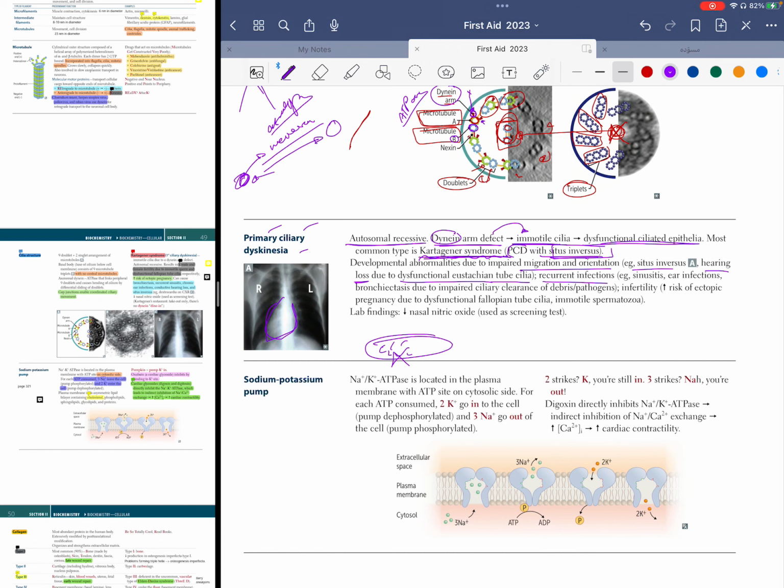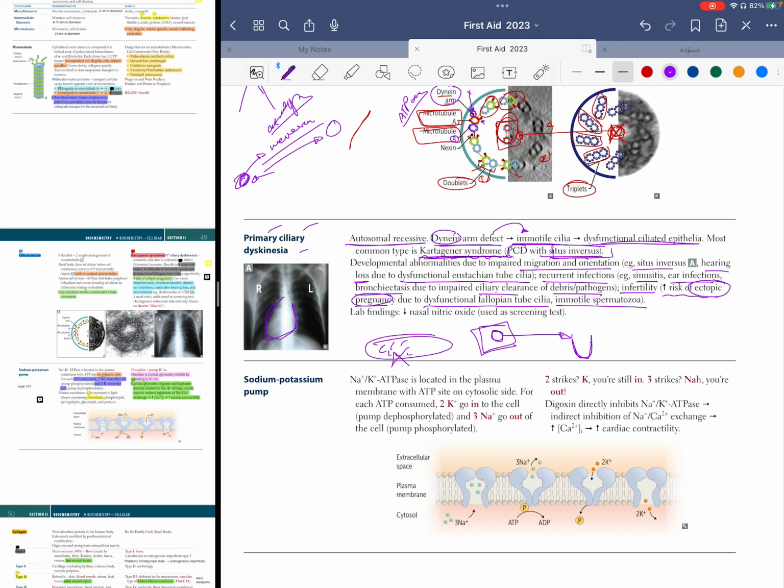We also could have recurrent infections, like sinusitis, ear infections, and bronchiectasis due to impaired ciliary clearance of debris or pathogens. We just cannot expel the pathogens to the outside because we have a problem with the cilia. It also may lead to infertility, because of an increased risk of ectopic pregnancy, due to dysfunctional fallopian tube cilia and immotile spermatozoa. So basically, we are unable to move the fertilized egg to the proper place within the uterus, so the fertilized egg lays down in its place, which leads to ectopic pregnancy.